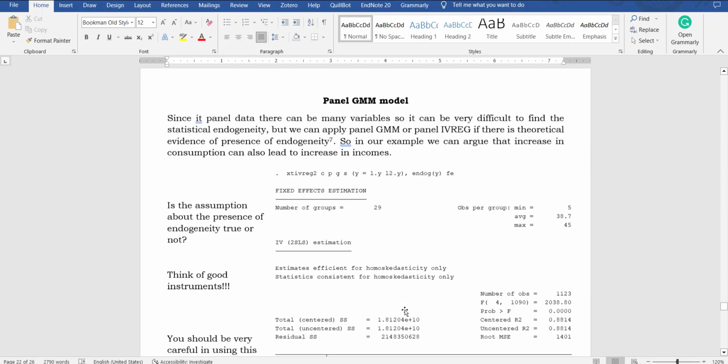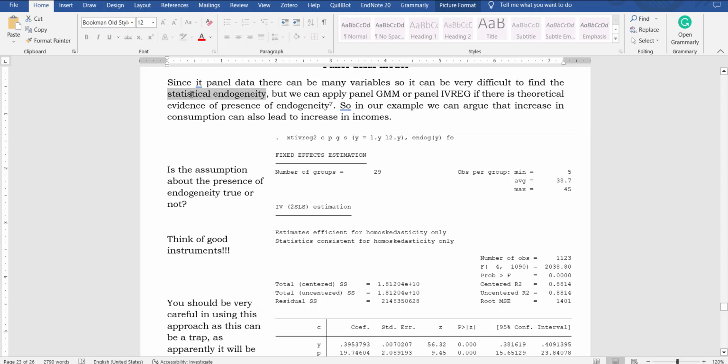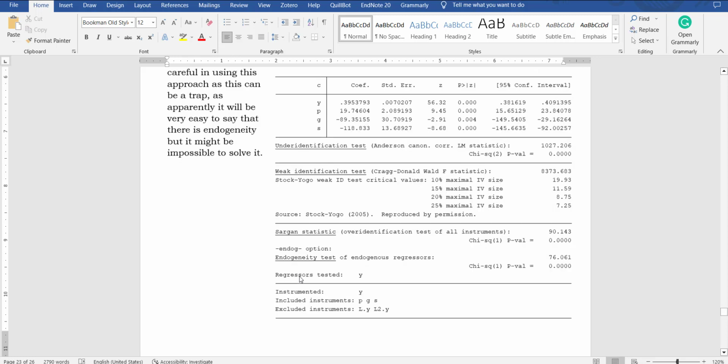Then there is a panel GMM model if there is endogeneity. Endogeneity is not usually checked in every model, but if there is endogeneity, you can use XTIVREG2 and you can control for endogeneity. There are four extra tests: underidentification, weak identification, Sargan, and endogeneity test. Ideally, the first two should be significant and the next two should be insignificant, so that the model is fit.